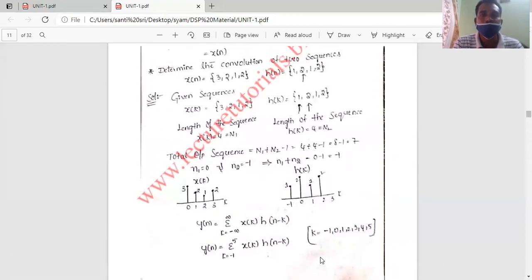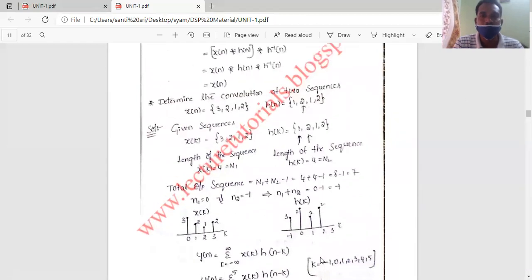So you may get a little bit of confusion. Listen to me carefully. We determine the convolution of two sequences. Two sequences are given initially. First of all, we have to find the length of each sequence, the first sequence length and the second sequence length. After that, the total output sequence length is obtained by using N1 plus N2 minus 1, that is 4 plus 4 minus 1, that is 7.